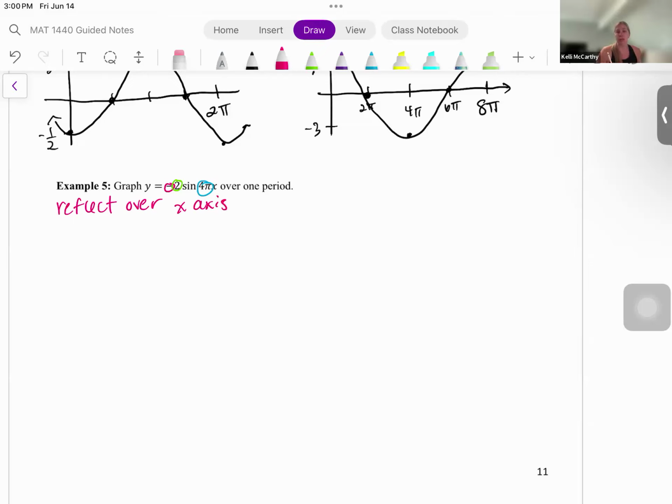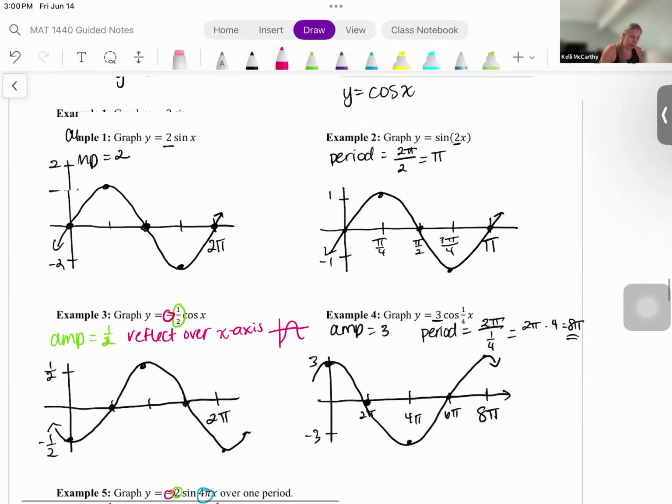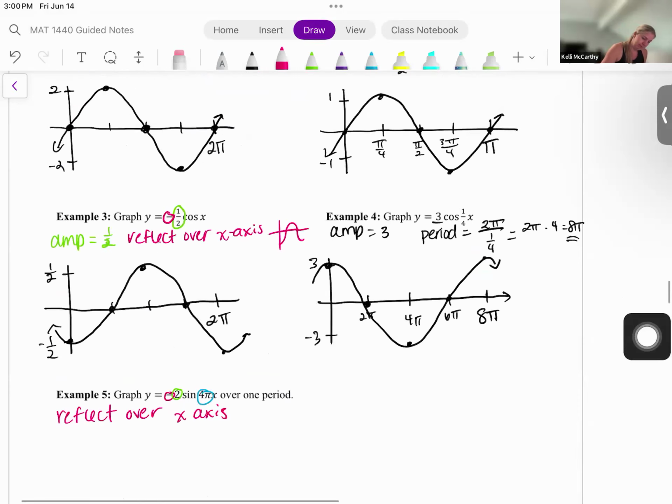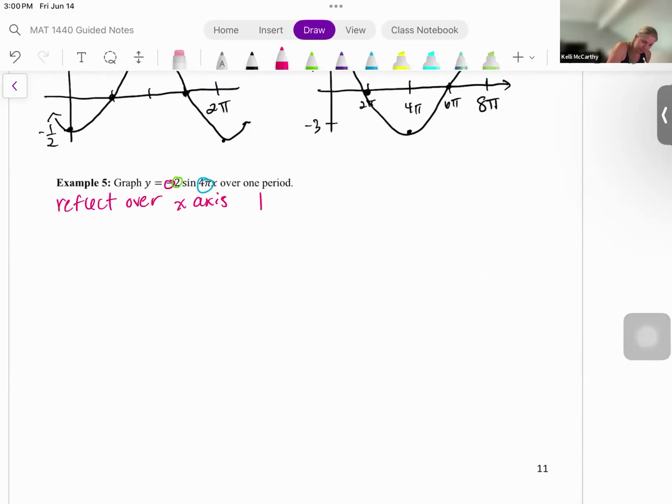So thinking about our parent function for sine, and I'll scroll up to that graph, instead of going up here, when we reflect, it's going to be going down from that first point. So just a quick sketch of what that is going to look like. And that just helps me remember when I go to start putting this all together.